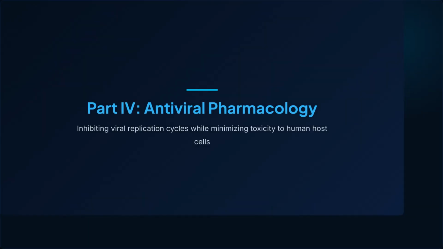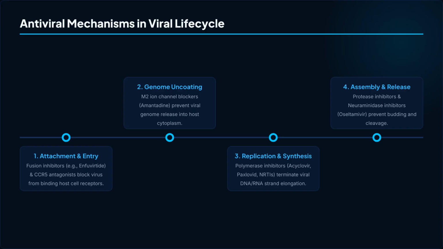Part 4 moves to antiviral pharmacology. Unlike antibiotics, antivirals focus on inhibiting specific stages of the viral replication cycle, while maintaining a low toxicity profile for human host cells. Antivirals target different stages of the viral life cycle, including attachment and entry, uncoating, replication and synthesis, and finally, assembly and release. Each class of drug disrupts these specific processes.